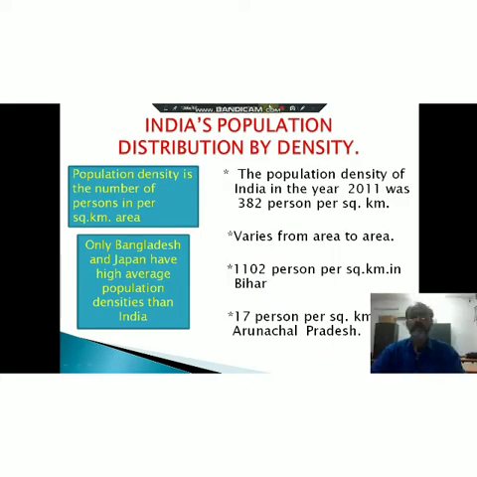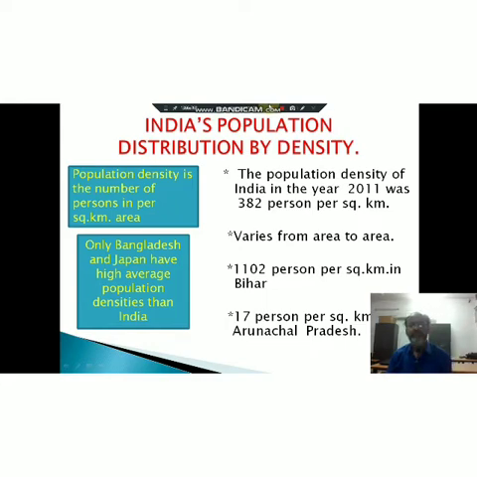Second thing, India's population distribution by density. What is density? Density is the number of persons residing per square kilometer area.